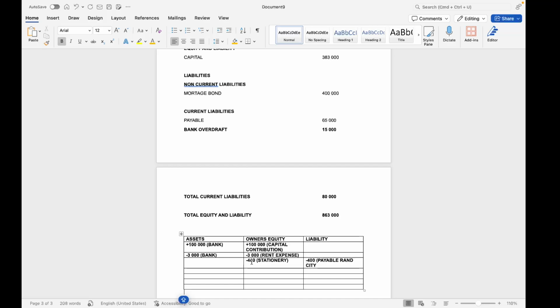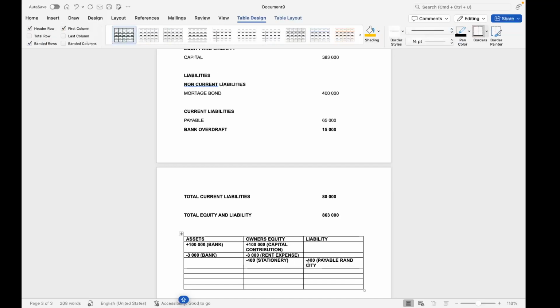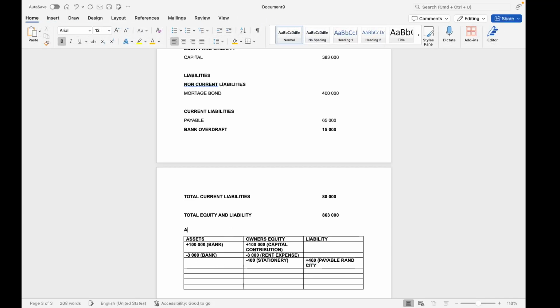No, because I'm talking about the one where we wrote payables Rand City. Why didn't we say plus 400? Sorry, I made a mistake. It's plus 400. Why is it plus 400? It's plus 400 because now we owe the person. And if you do the accounting equation, it's going to equal zero.